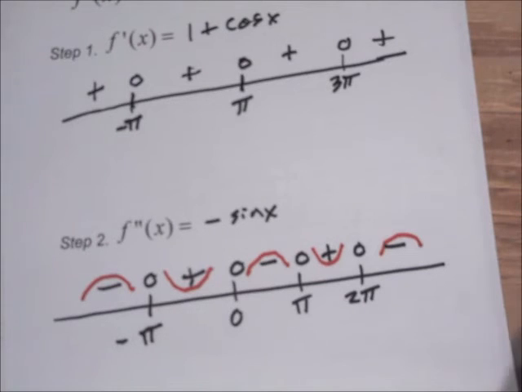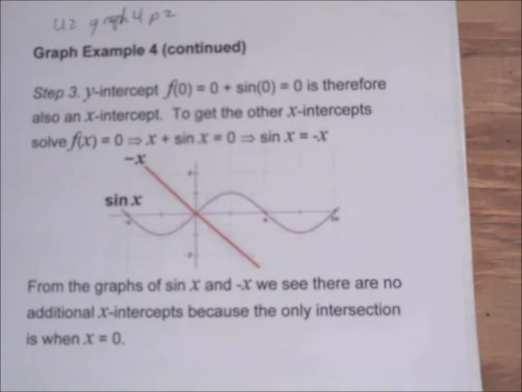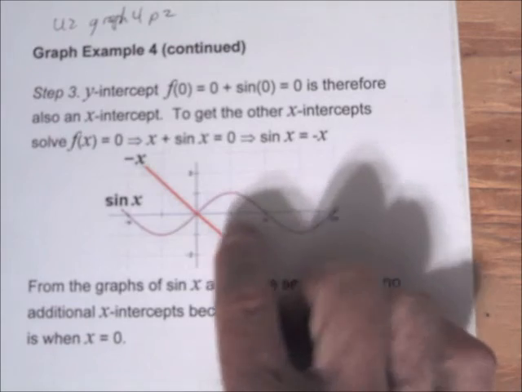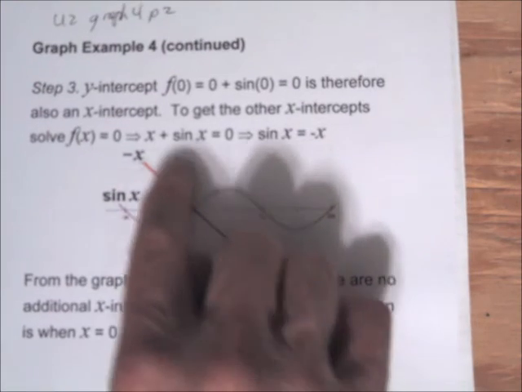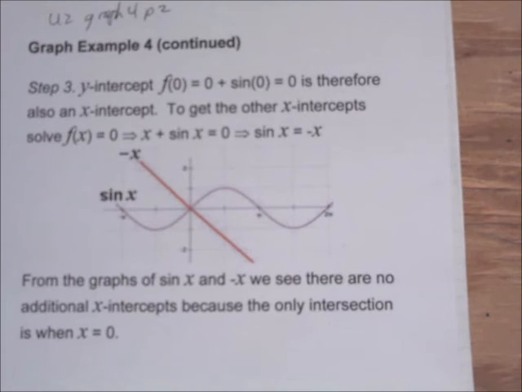Okay, so then we take a look at the intercepts. The y-intercept occurs when f of 0 equals 0, which would be at 0. And it's also an x-intercept. And if we try to get other x-intercepts, we want to solve x plus sine x equals 0, which means that sine of x is equal to minus x. And you can see from the graph that the only place that the graph of minus x intersects the graph of sine x is at 0. So the only x-intercept is x equals 0.